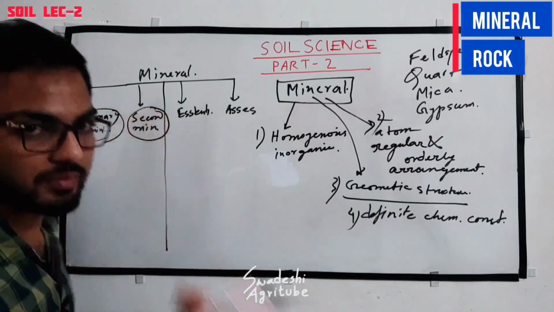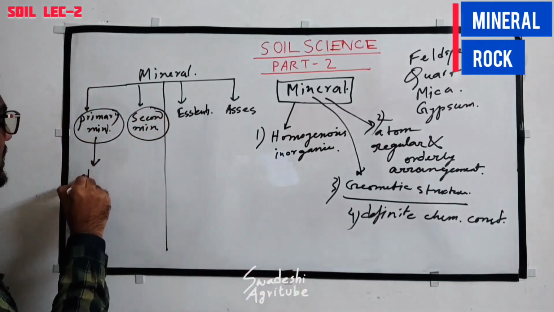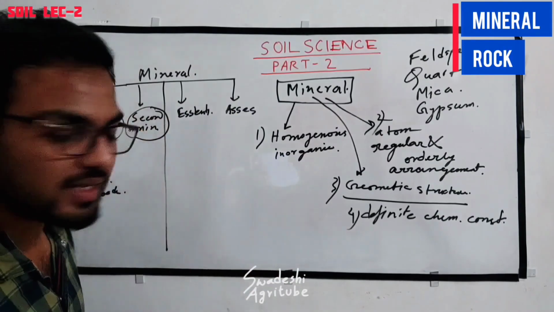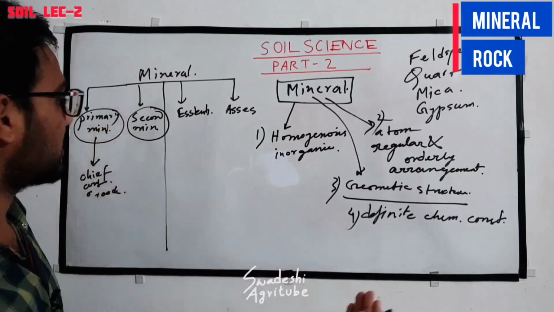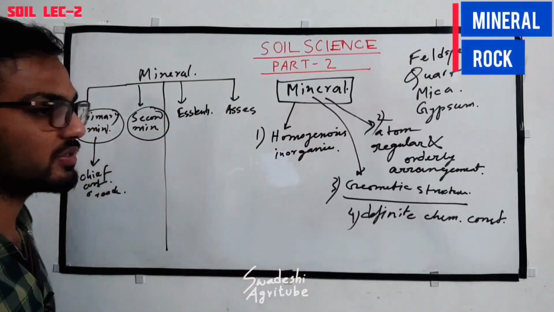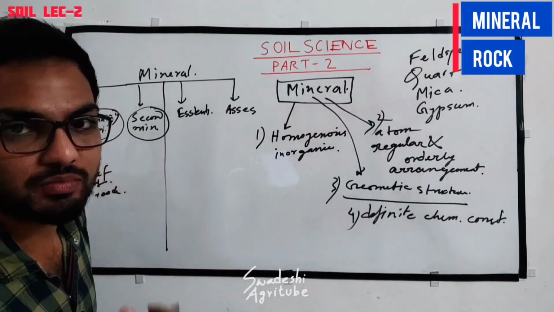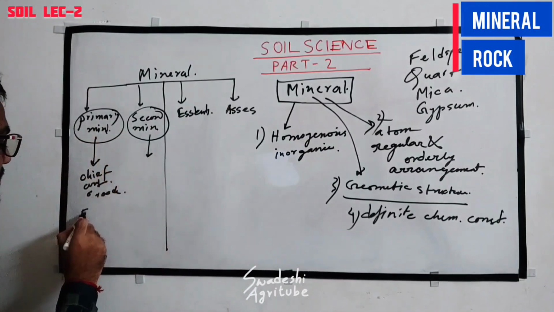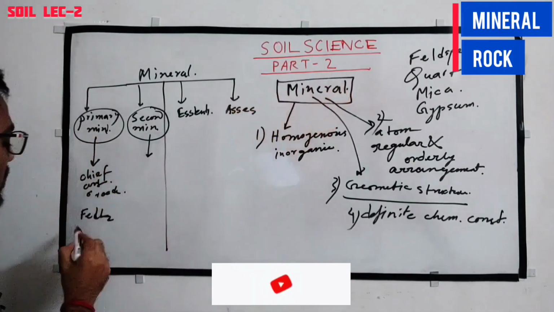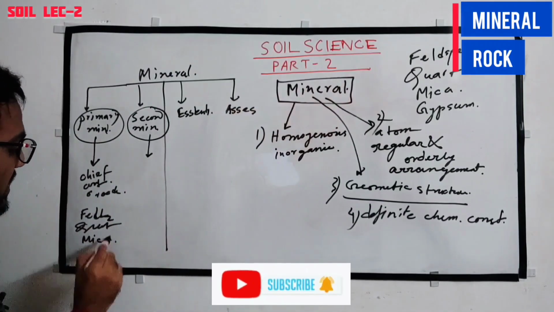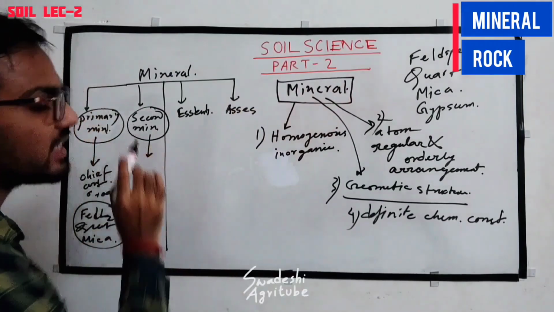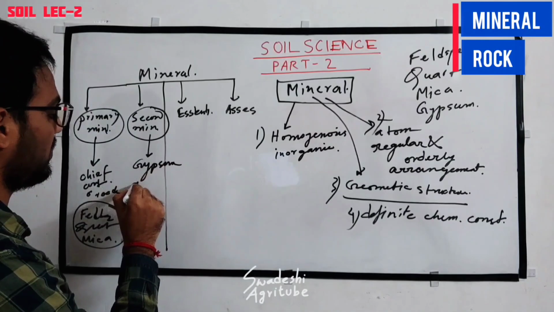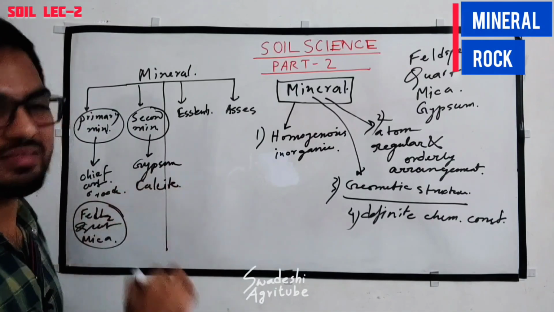These play an important role in the formation of rock, and from there this rock will be weathered and will form the soil. Then secondary mineral plays another role. So we can write that primary minerals are the chief constituent of rock. Secondary minerals are actually the changed form of the primary mineral. The main important point we have to remember is the examples. Examples of primary minerals are feldspar, quartz, mica, and examples of secondary minerals are gypsum, calcite.